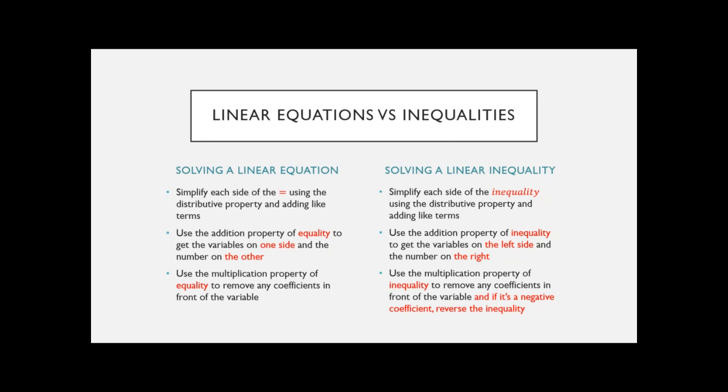Then you usually use the addition and subtraction properties, so you either add or subtract on both sides. So with an equation, it doesn't matter. All you need to have is variables on one side, numbers on the other side. It's very similar to what we do with inequalities. We still add and subtract things on both sides, but with an inequality, you want the variable on the left specifically and the number on the right.